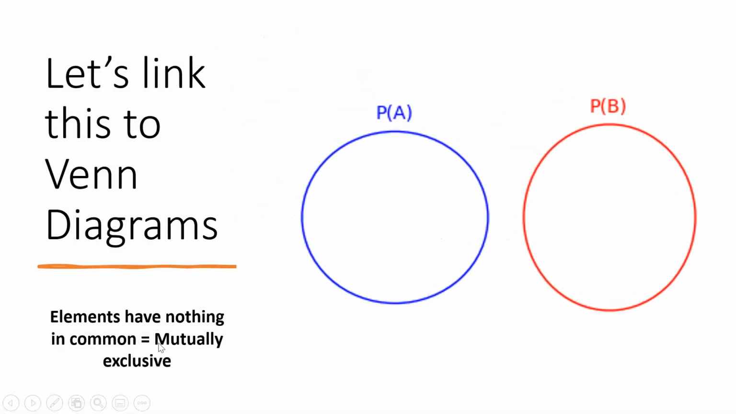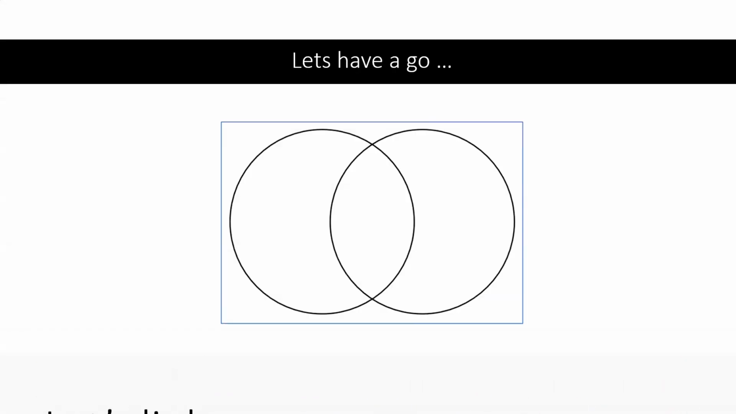Elements that have nothing in common are mutually exclusive. You see we've got no overlap at all there, so they're just exclusive. There's no intersection with these because they don't share any of the same elements.